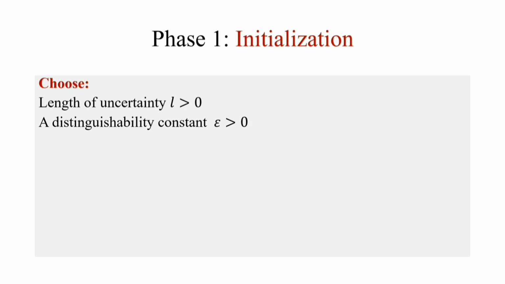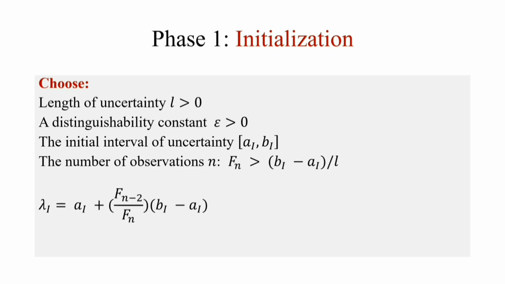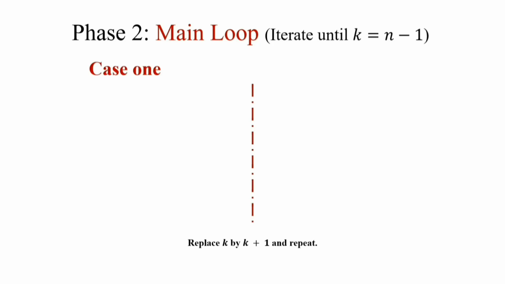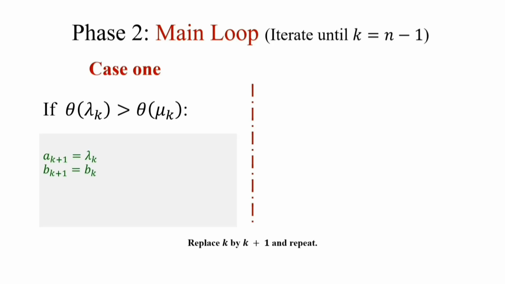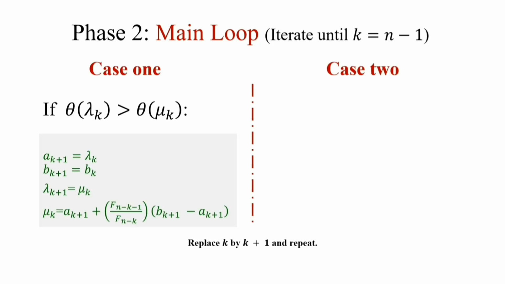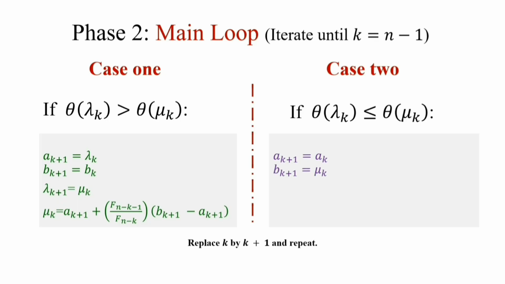Phase 1, Initialization. We start by defining the following parameters: initial uncertainty interval, required accuracy, distinguishability constant, and the number of iterations. Once the number of iterations is determined, the initial test points are computed. Phase 2, Main loop. At each iteration, the objective function is evaluated at 2 points. The two objective functions are compared, and based on this comparison the minimum interval is determined.